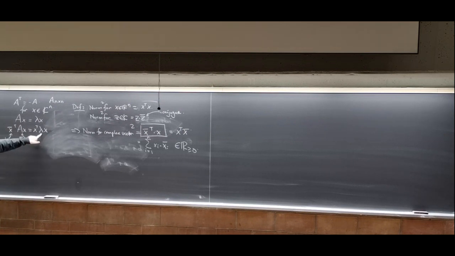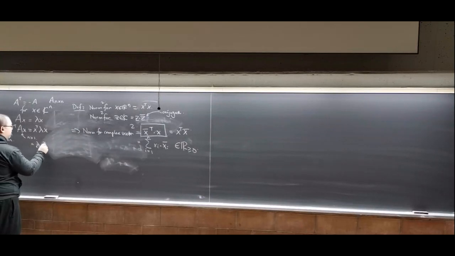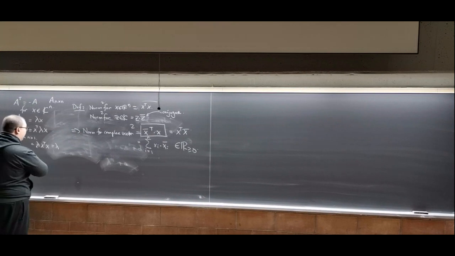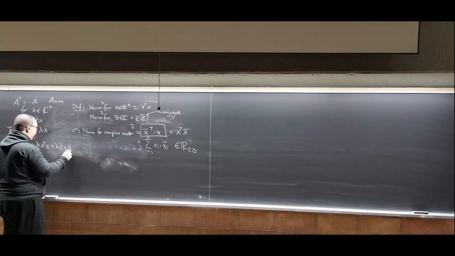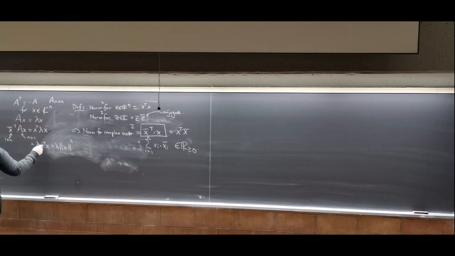Now, of course, lambda is just a number. This is just a single number, right? So on the right-hand side, what we have is just lambda times x transpose x, which equals lambda times the norm of x squared. Right, so this is what we have.